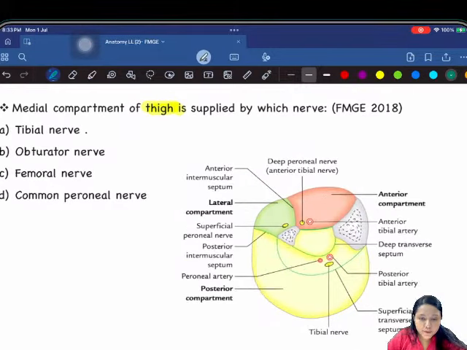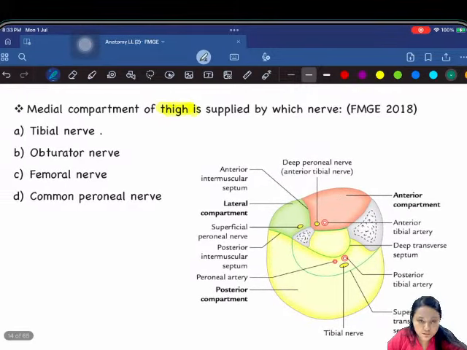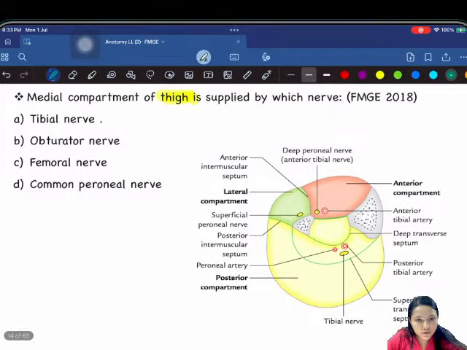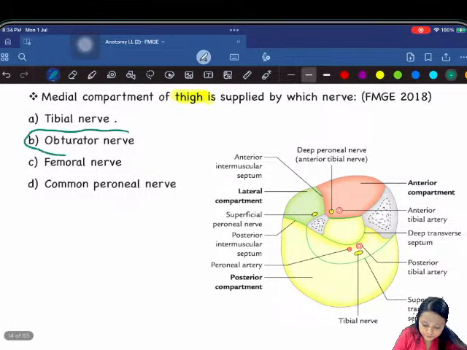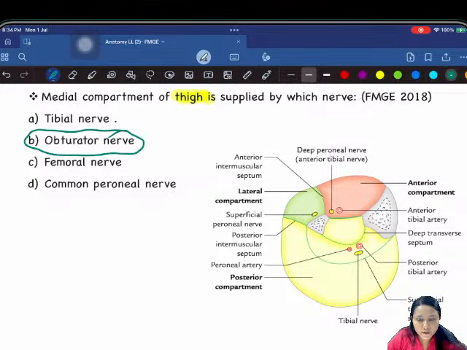What about this, the medial compartment of thigh? So कल हम लोग ने already पढ़ा है thigh के बारे में. So you know that the femoral nerve, it is the nerve of the anterior compartment. Tibial nerve and common peroneal nerve are the branches of the sciatic nerve, which is the nerve of the posterior compartment. So the adductor compartment or the medial compartment of the thigh is supplied by the obturator nerve. ठीक है?